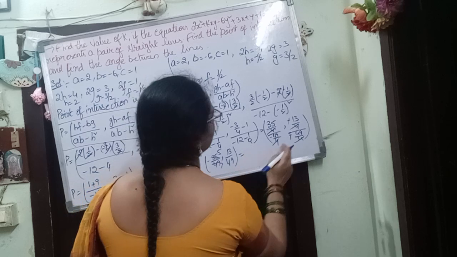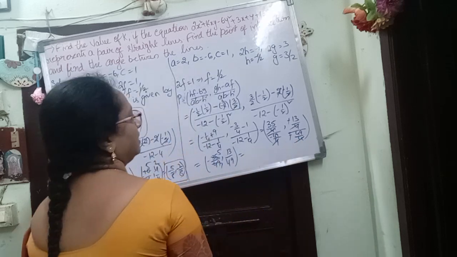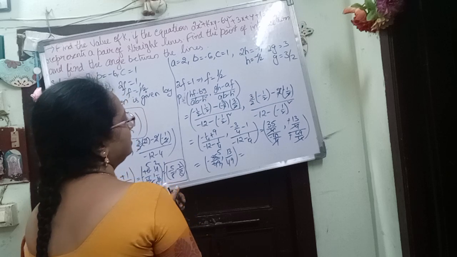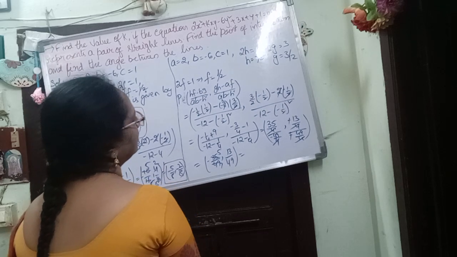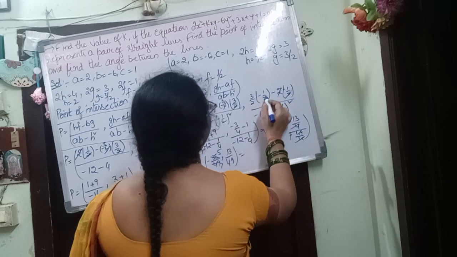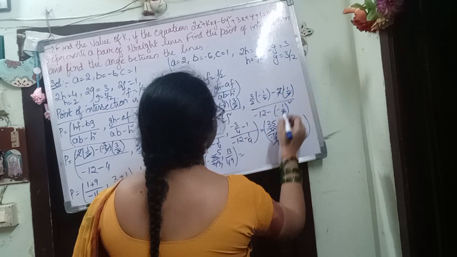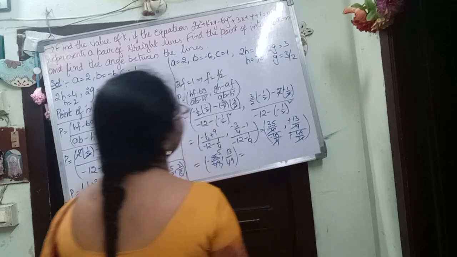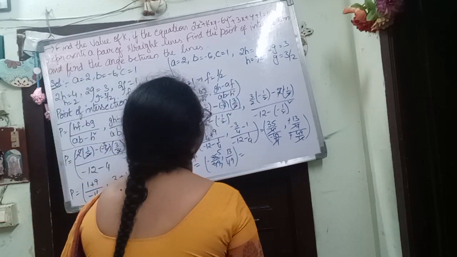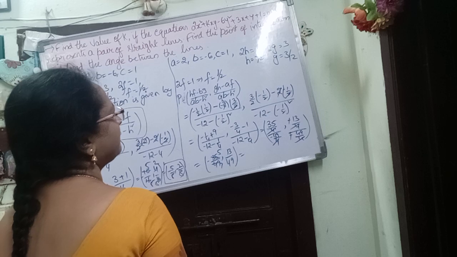Okay. So 15 is that minus 3 by 4 minus 1, minus 3 by 4 minus 1, minus 3 by 4 minus 1 minus 3.